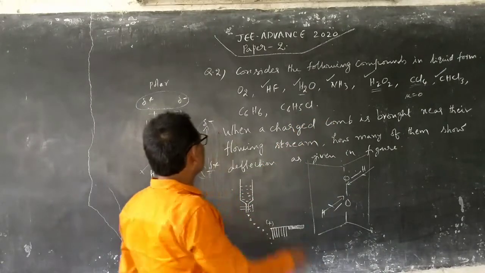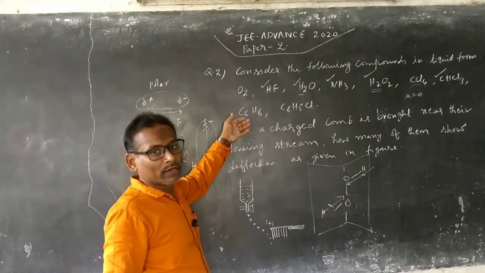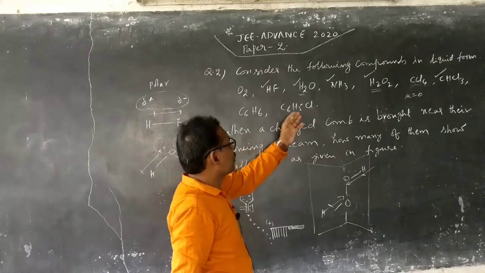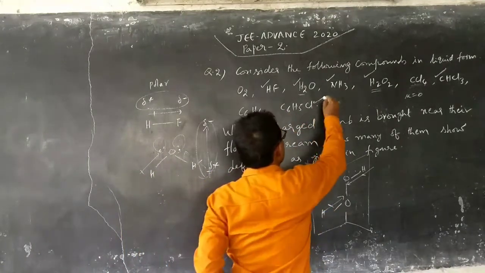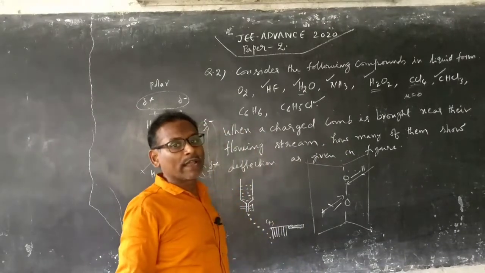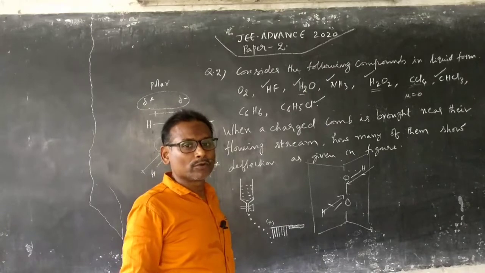So it is polar. And the hydrocarbon is non-polar, but one hydrogen replaced with chlorine gives it polarity again. So the molecules having polarity, where the dipole moment is not equal to 0, have two poles, plus and minus.